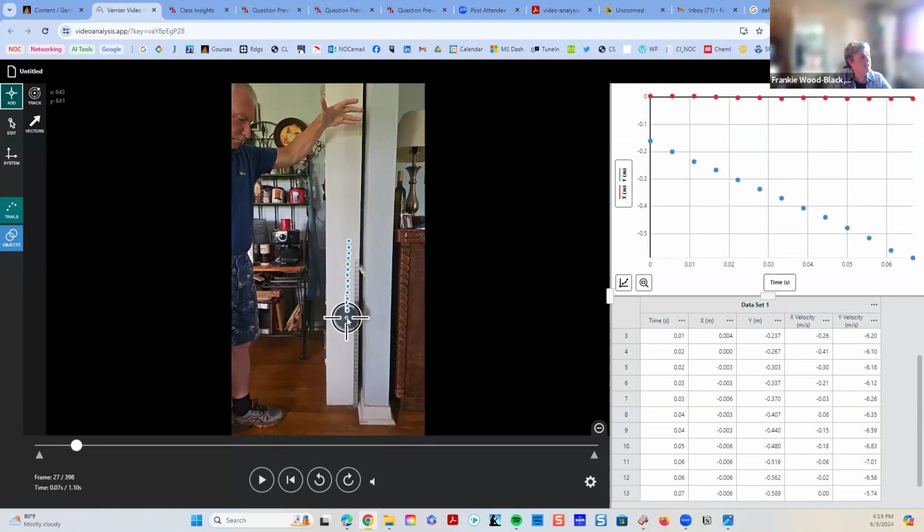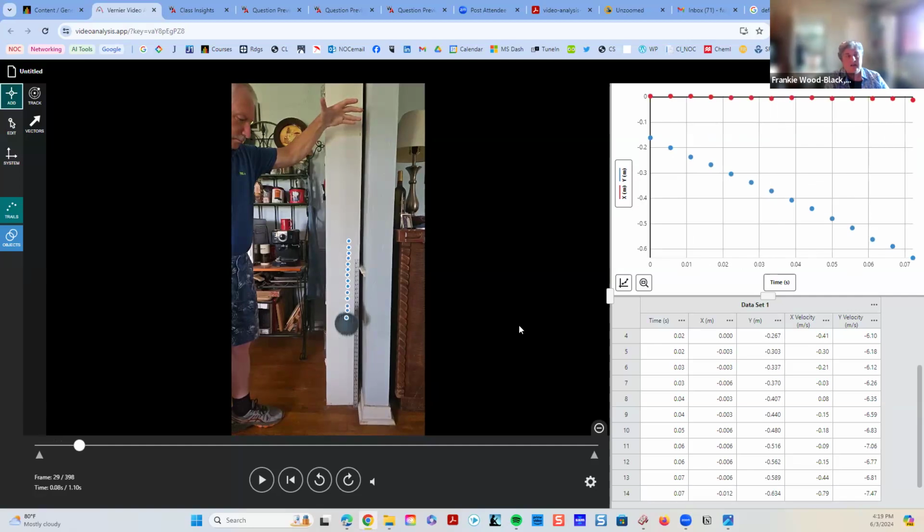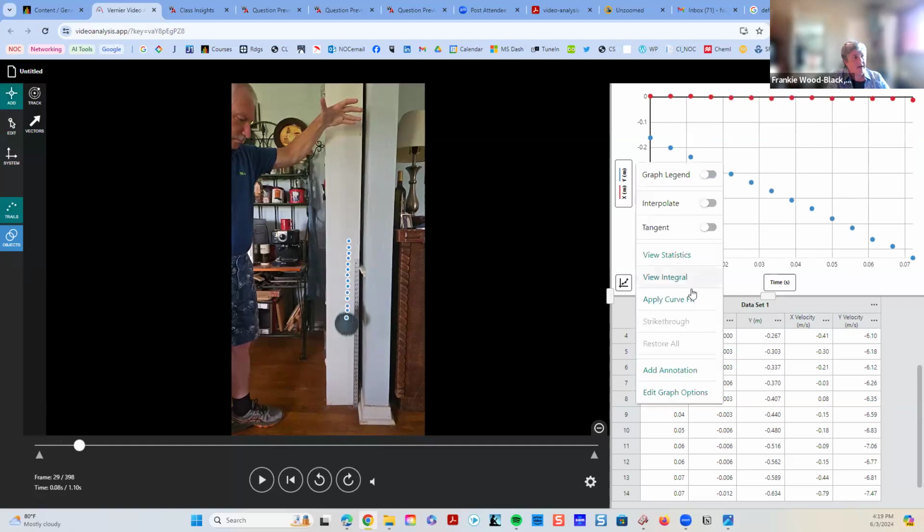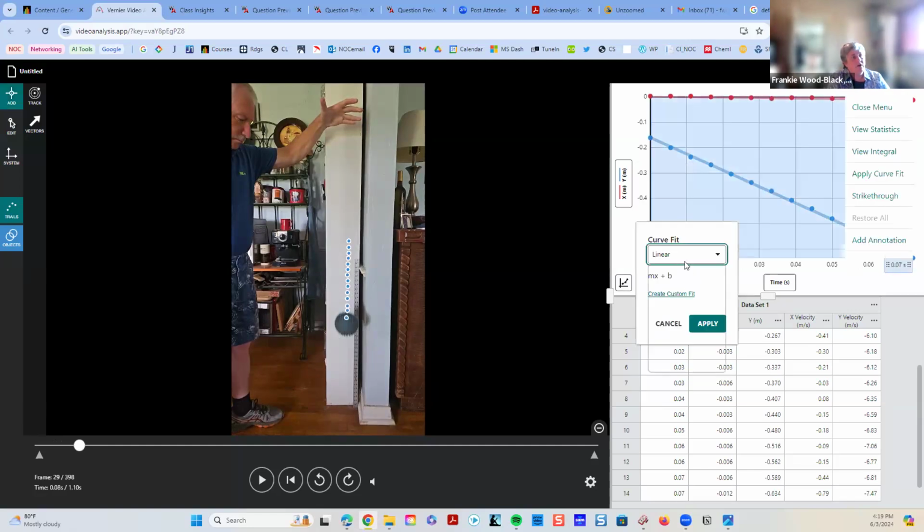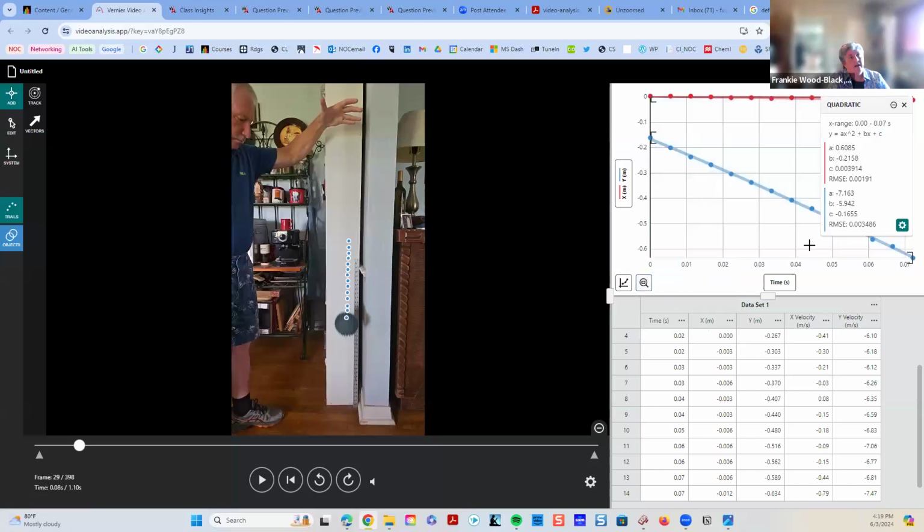Because I'm not getting nearly as smeared out, it looks like my data is coming out a little better. Now I'm going to go ahead and do my quadratic curve fit. I'm going to apply. And now I've got something that looks like a -7. Well, that's still not the greatest. That says gravity is 14. So obviously I still have some experimental error.